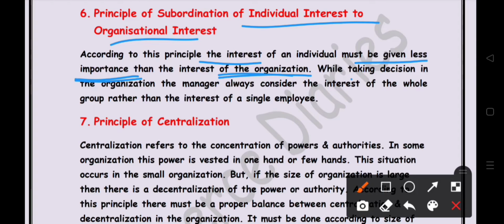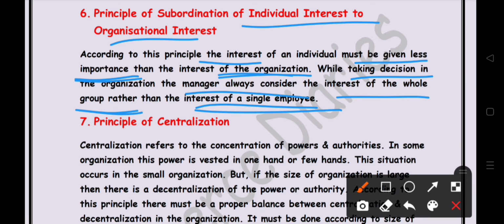While taking decisions in the organization, the manager always considers the interests of the whole group rather than the interests of a single employee. In simple language, there should not be any bias while taking a decision; any individual person's personal interest should not hamper the decision of the whole organization. So interest should be considered on a group basis, not on an individual basis.